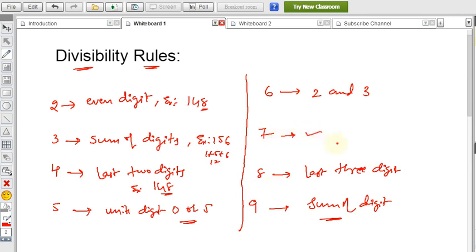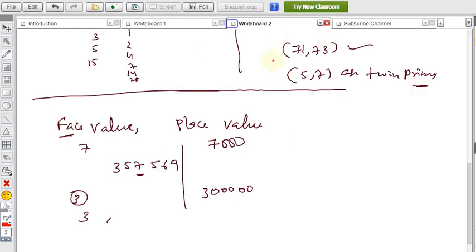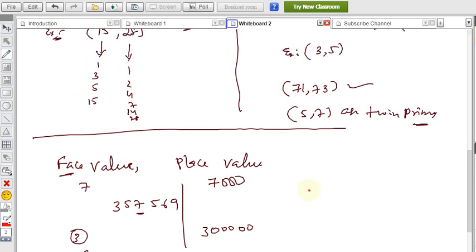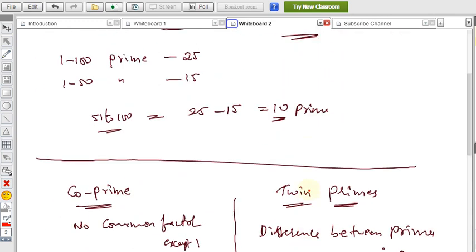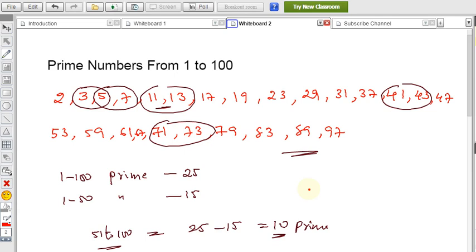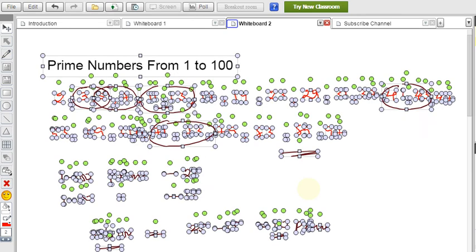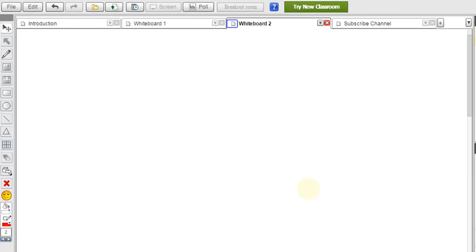The rule for 7 is explained in the description video, you can click and watch that. In that video I explained the complete divisibility rules briefly. I'll continue this lesson with the concept of using the divisibility rules. To learn complete information about divisibility rules, you can click the link in the description and watch it.